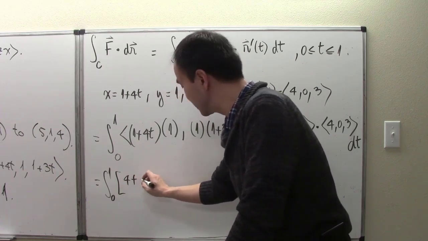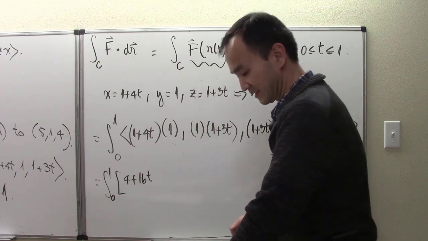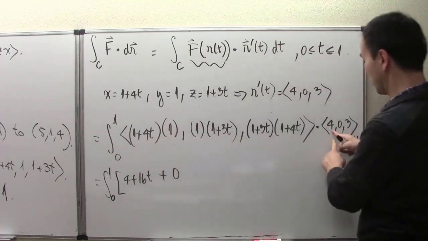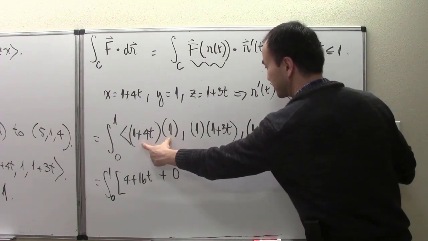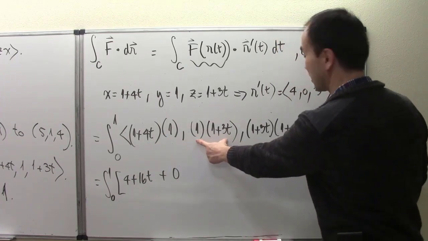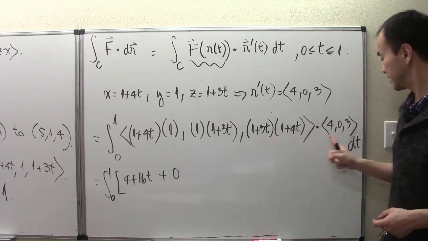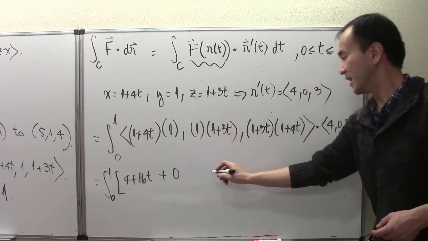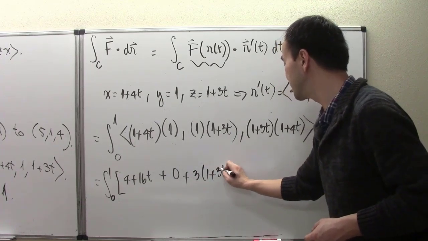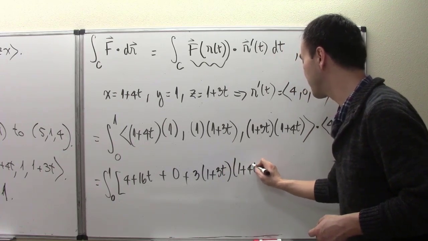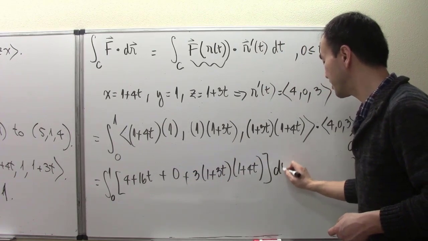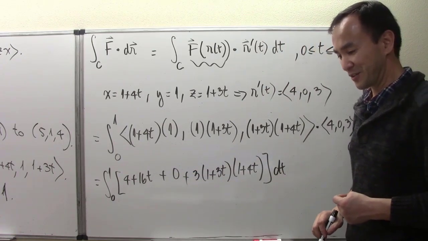In my work here, it comes down to 4 plus 16t, plus 0. That's the dot with 4, which is why it's 4 plus 16t, since these two components multiply together. The middle component is multiplied with 0, which gives me a 0. And then the third term is going to be 3 times 1 plus 3t times 1 plus 4t. All of that is now completely a scalar function in terms of t. We're integrating with respect to t.